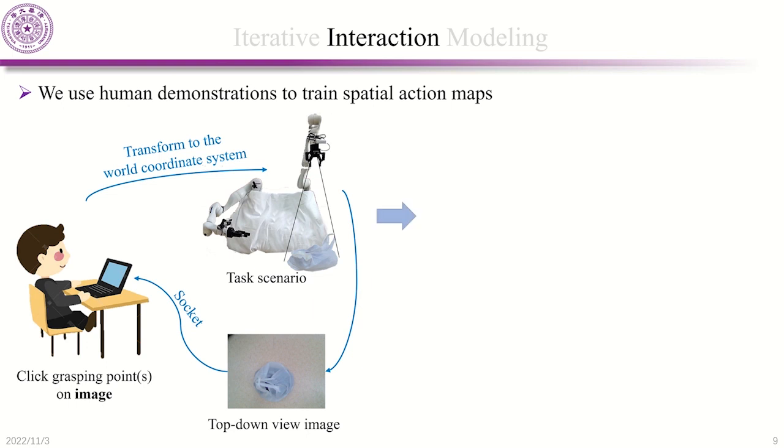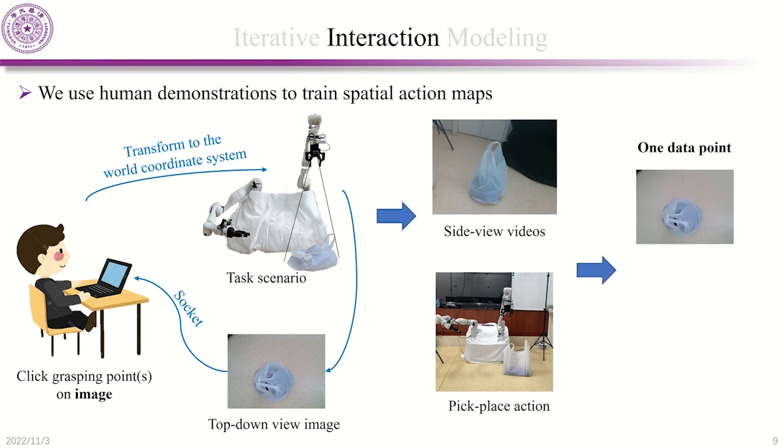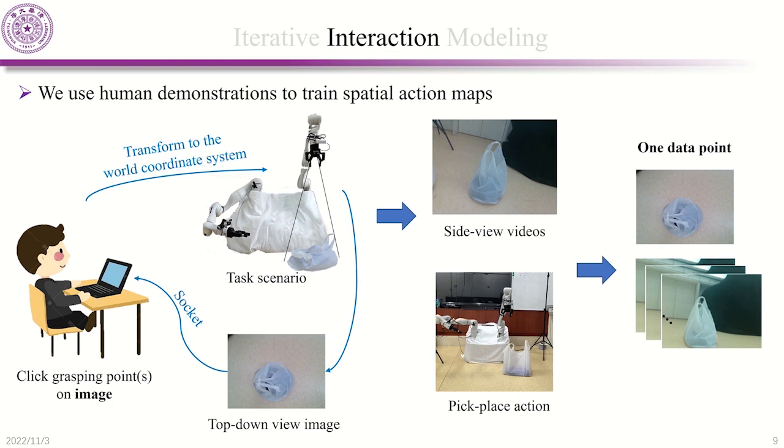For each grasping action, we also collect a series of side view images from the left camera. Thus, each data point in the demonstration contains one top-down view image, a series of side view images, detected 2D key points on side view images, the grasping points on the top-down image to train the spatial action maps, and a task program state to train the next module we are going to talk about to determine if the current plastic bag is adjusted good enough for the knotting process.